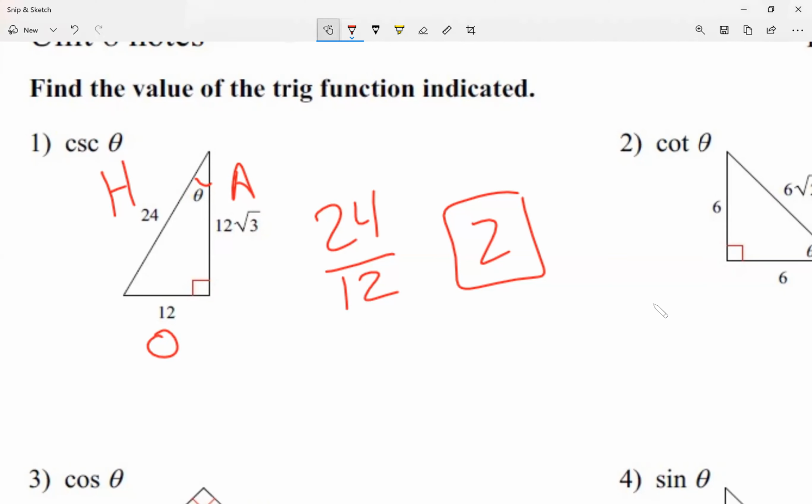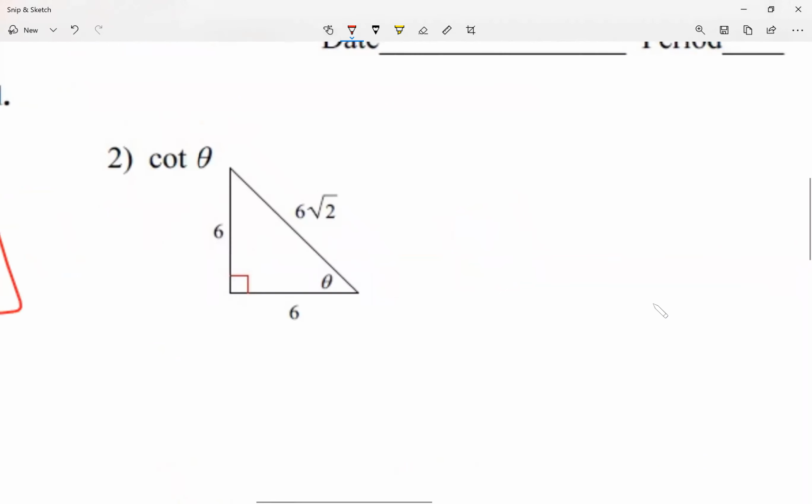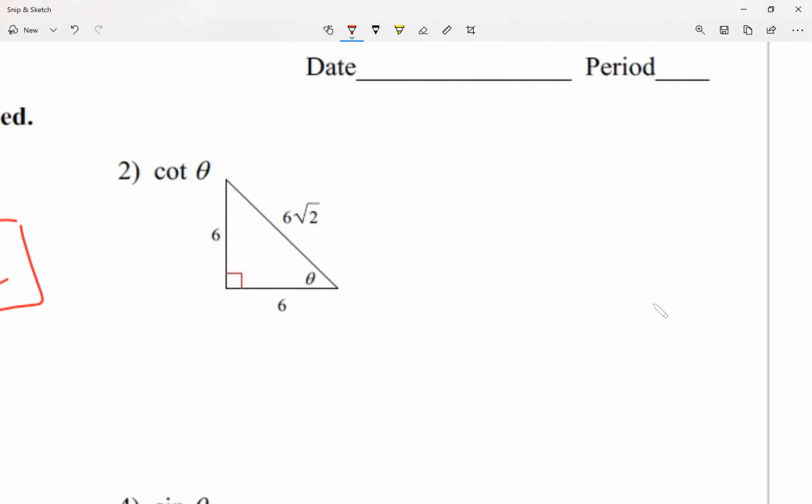The hard part will be identifying the 3 sides. Which one's hypotenuse, opposite, and adjacent? Hypotenuse is easy, right? It's the big side right here. This is hypotenuse, the biggest side. I see where theta is, right? It's this corner. So this 6 is my opposite, and this 6 is my adjacent. Cotangent, I know, is adjacent over opposite. A over O. So it's going to be 6 over 6. 6 divided by 6 is just 1.